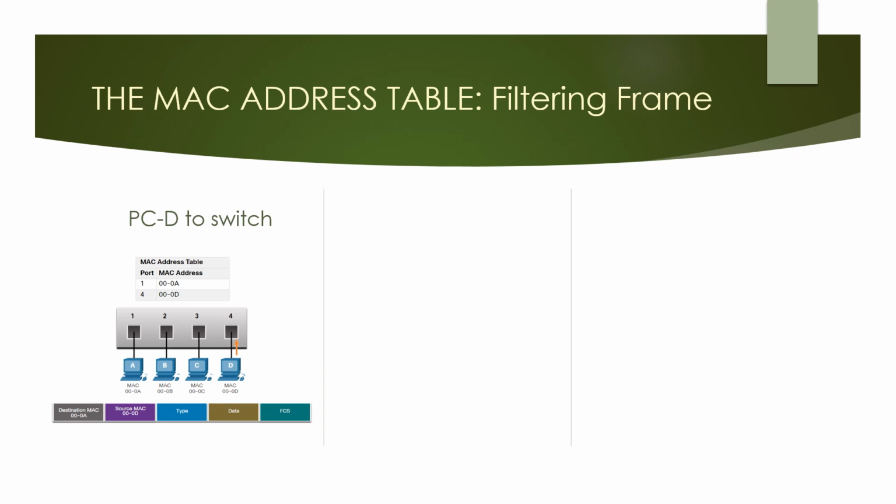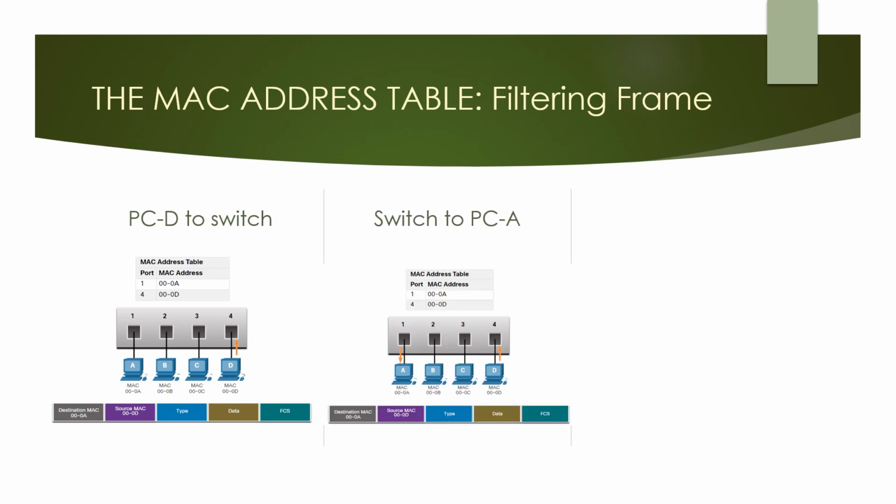The switch then puts the MAC address of PCD into the MAC address table associated with port 4. And secondly, because the switch has the destination MAC address for PCA in the MAC address table, it will send the frame only out port 1, as shown in the figure, because the switch has a MAC address entry for the destination.